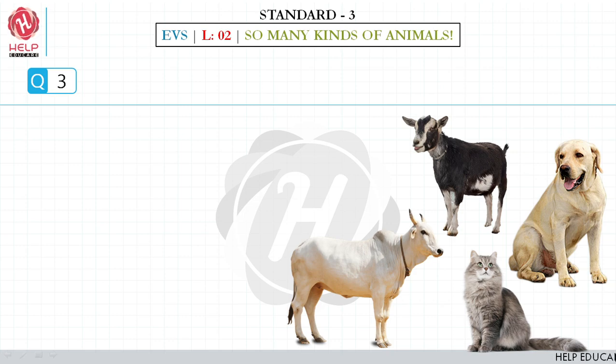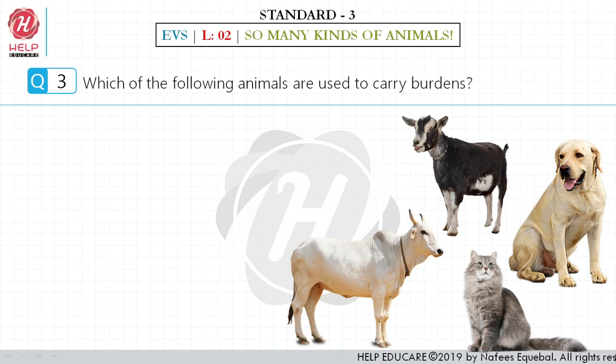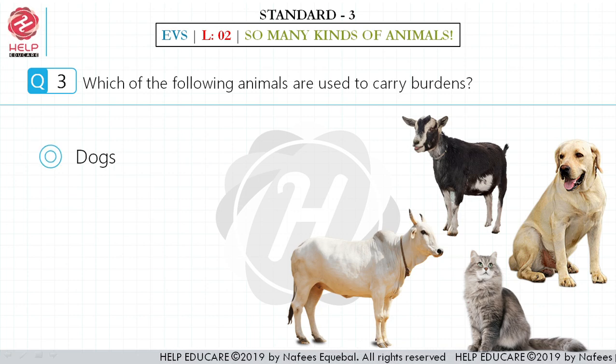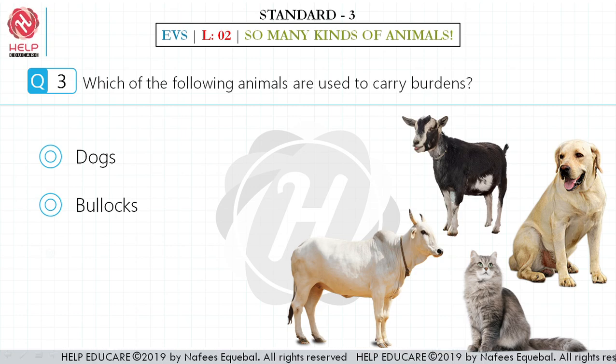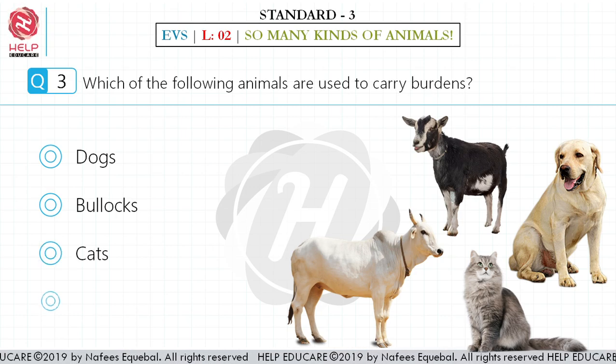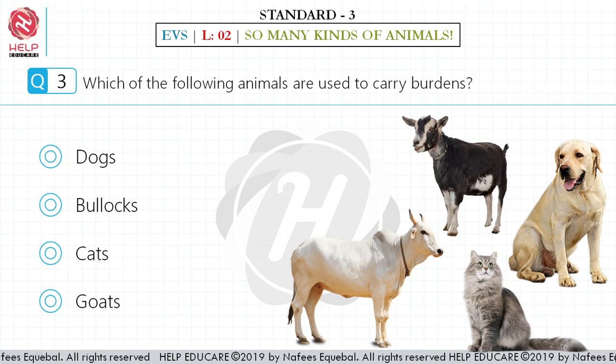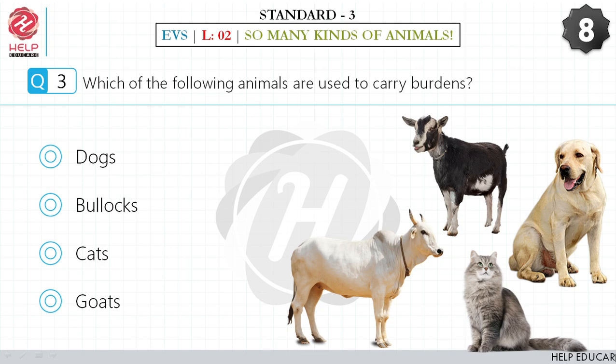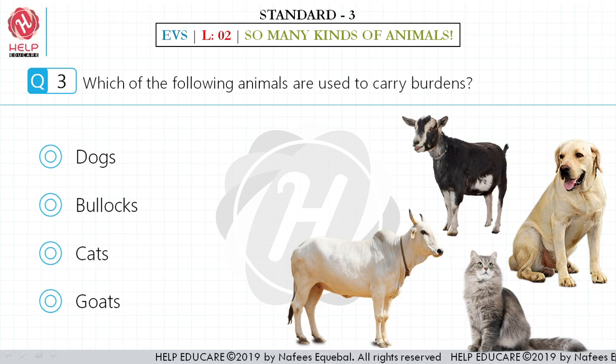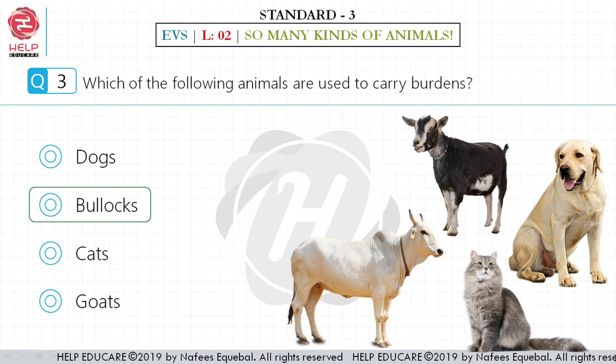Question number 3. Which of the following animals are used to carry burdens? First option, dogs. Second option, bullocks. Third option, cats. Fourth option, goats. Here, time starts now. Correct answer is bullocks.